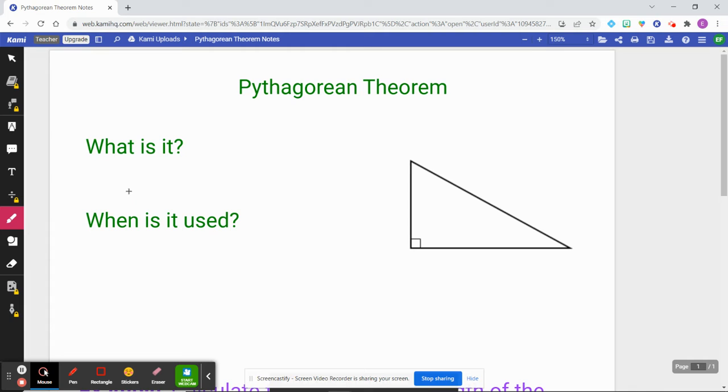So, Pythagorean Theorem, what is it? The formula for Pythagorean Theorem is a squared plus b squared equals c squared. So, if that's the formula, really, what does it mean and what is it used for?